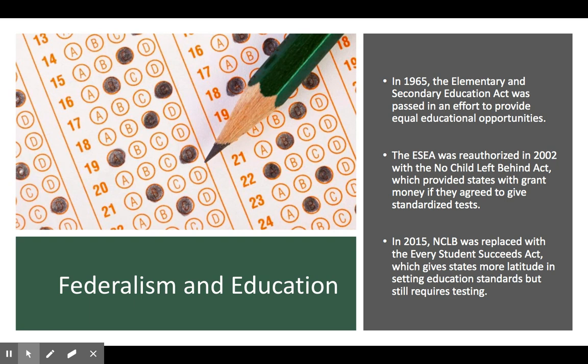So in 2002, it would have been President Bush. It was replaced by President Obama with the Every Student Succeeds Act, which gives states more latitude in setting education standards, but still requires testing. So under the Every Student Succeeds Act, states can determine their own standards, but the Department of Education must approve the state's education plan. So this is where you are still seeing all of this standardized testing in education.